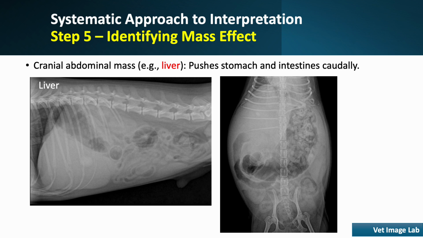Take a look at some examples. In this case, which organs are being displaced? The stomach and intestines are pushed caudally. As you can see in this case, the mass is likely coming from the cranial abdomen, possibly the liver.